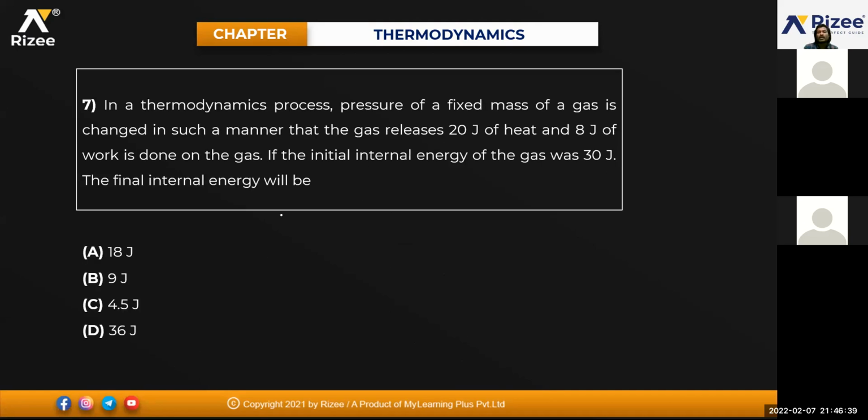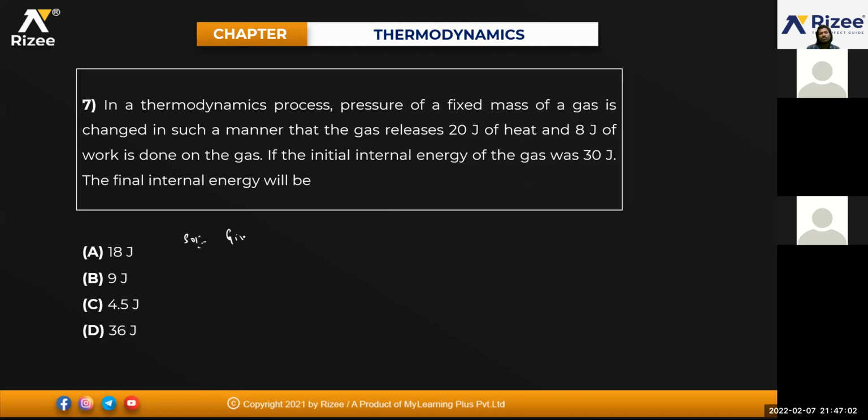Next one. In a thermodynamic process, the pressure of a fixed mass of the gas is changed in such a manner that the gas releases 20 joules of heat and 8 joules of work is done on the gas. If the initial internal energy of the gas was 30 joules, the final internal energy will be equal to how much?